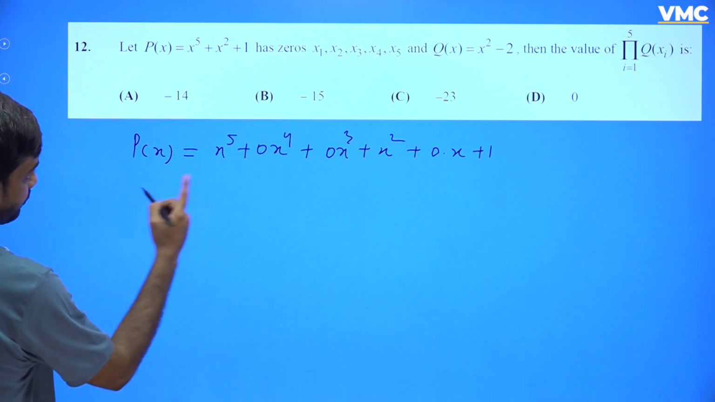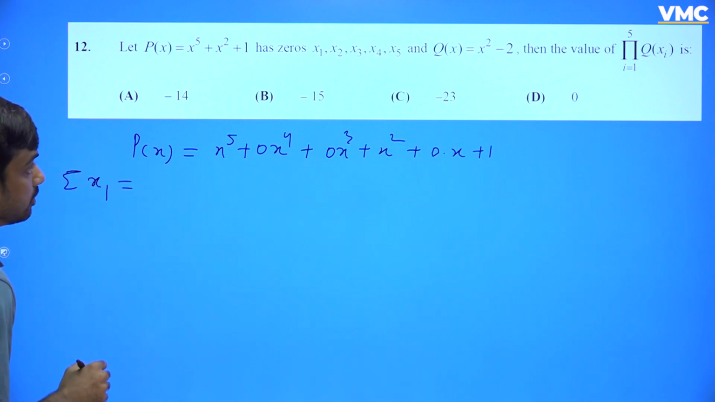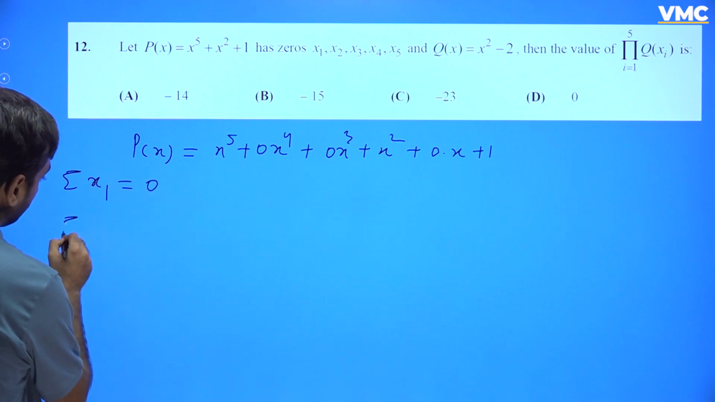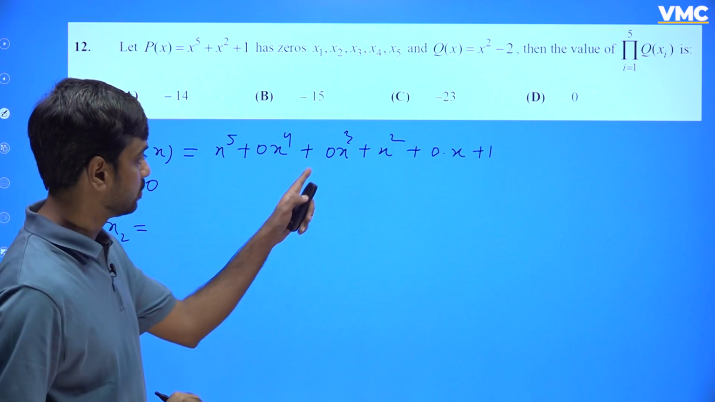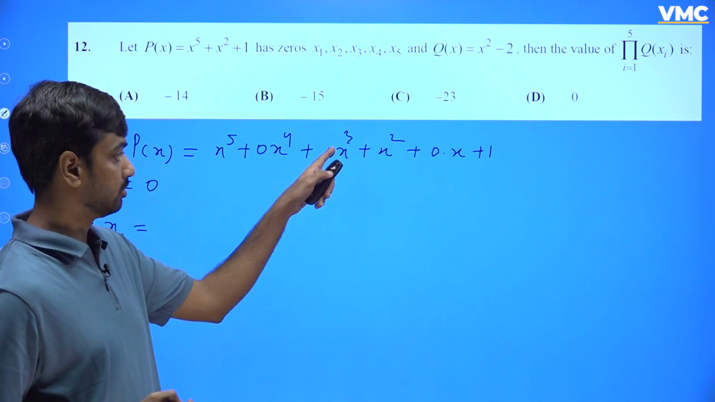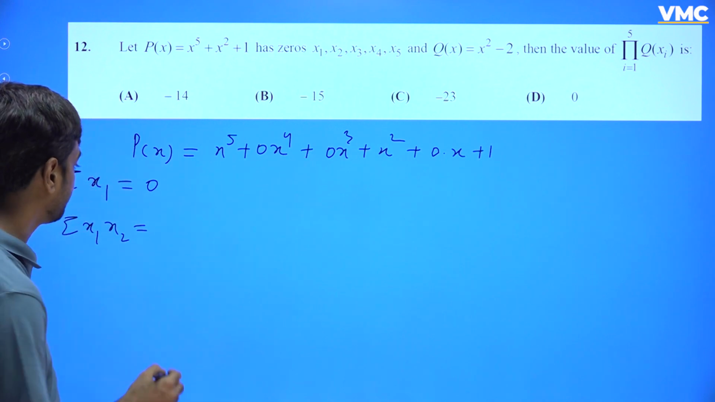So by looking at this, I can say sigma x1, the meaning of sigma x1 is the sum of all the roots taken one at a time. So that is going to be 0. Now the sum of roots taken 2 at a time, that is sigma x2, is also going to be 0. That is coefficient of x cube upon coefficient of x raised to the power 5, that is 0.